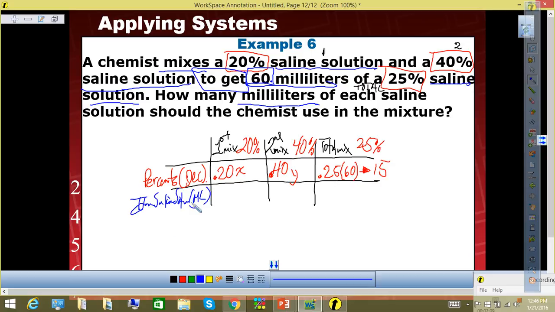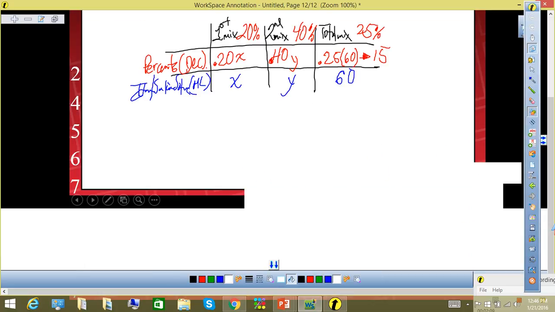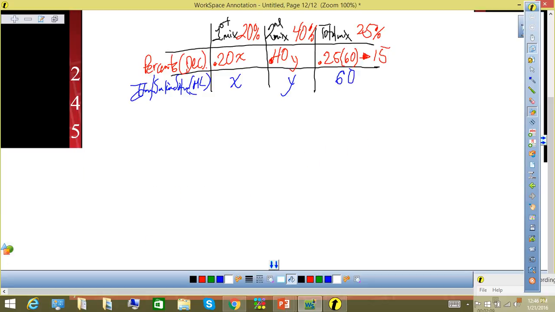Yeah, so item type is saline solution, right? So how many milliliters was the first mixture? X. How many milliliters for the second? And how many milliliters for the total? 60. ml, milliliters. Okay. So, focus, please. Do you guys see now the system forming? Okay, write out your system. See if you got it.